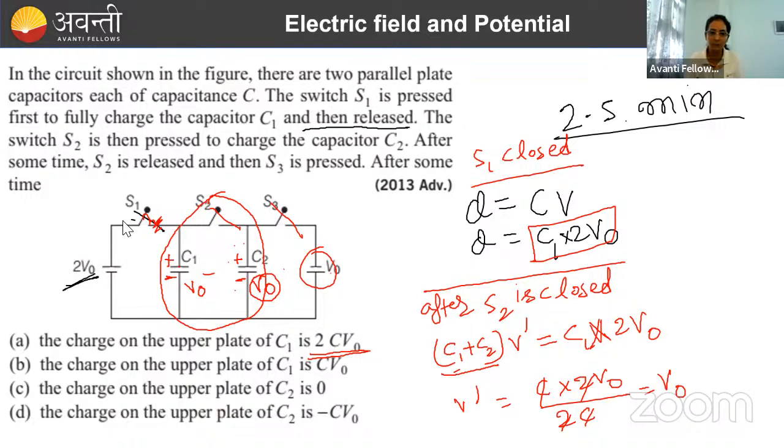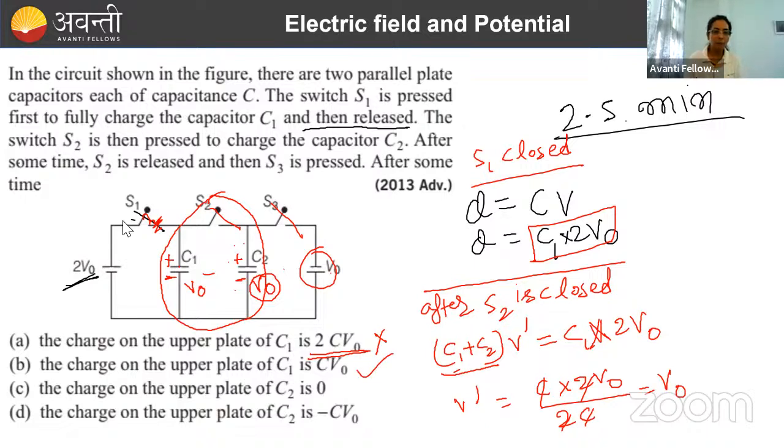The charge got halved between these two. So finally it had potential V naught, so CV naught. So finally, the upper plate of the C1 capacitor had charge how much? CV naught. Now the charge on the upper plate of C1 is CV naught. Yes, finally it is CV naught. You can see here, finally it was happening.